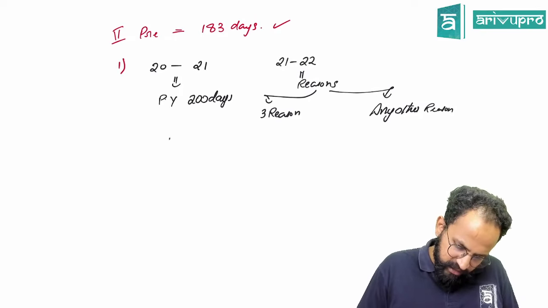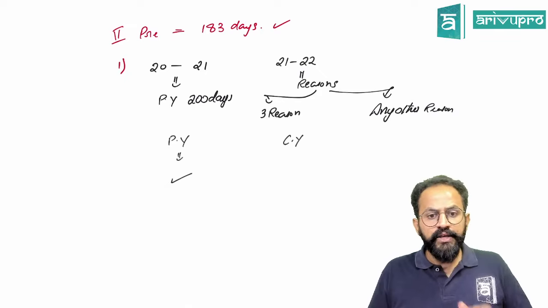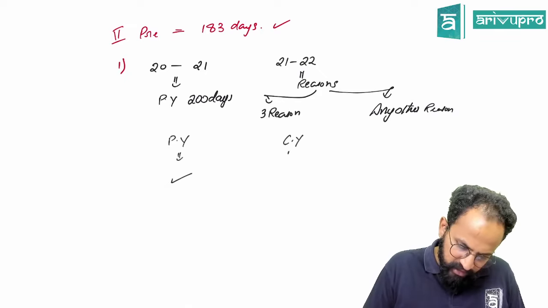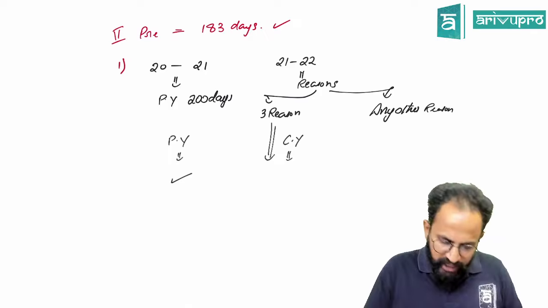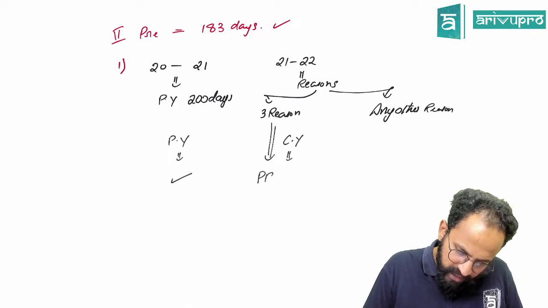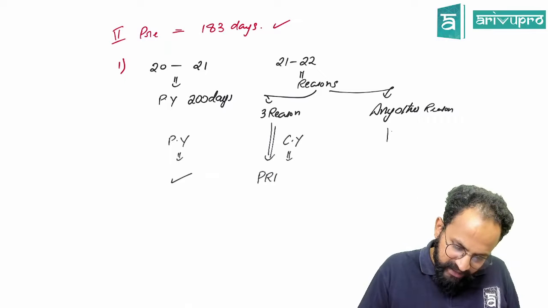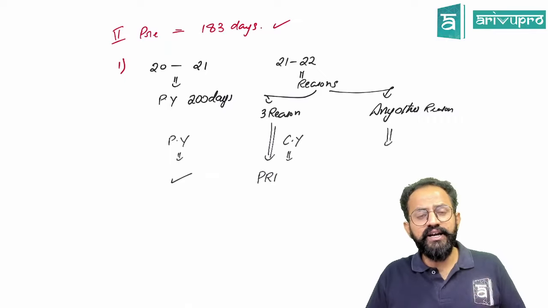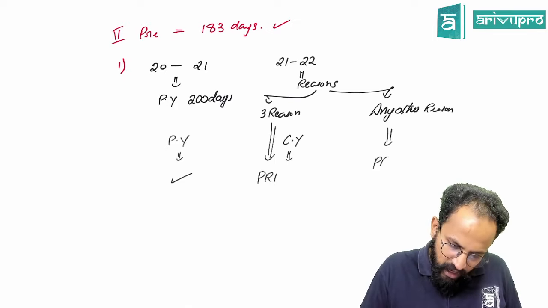If in the previous year you were in India and in the current year you have again come to India, and if the reasons are those three, you will be considered as PRI. If you have come to India for any other reason in the current year, you will be considered as PROI.